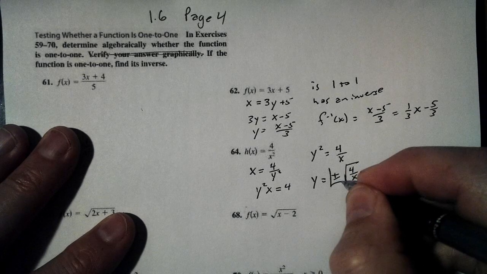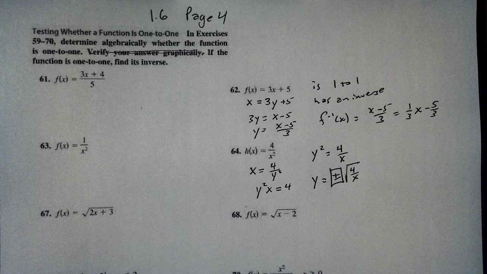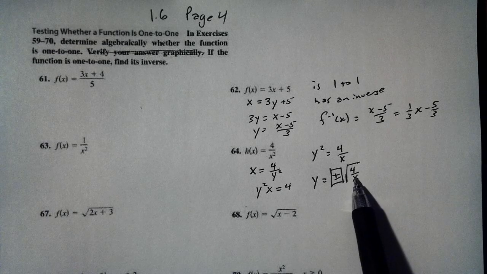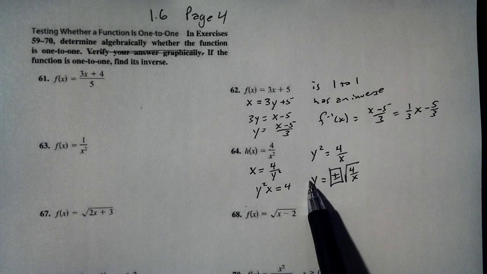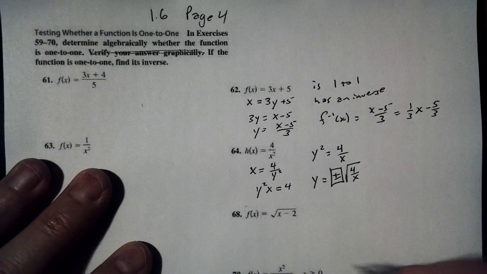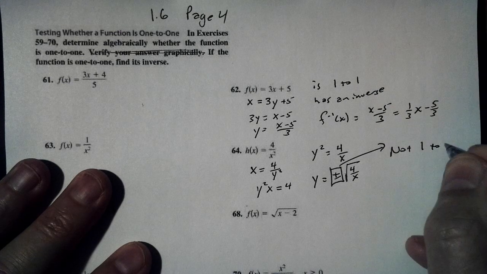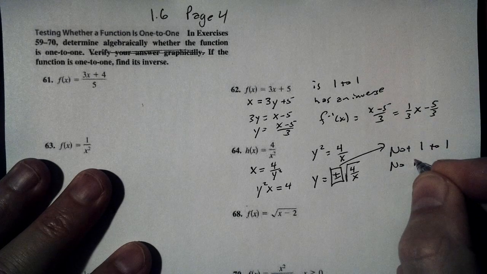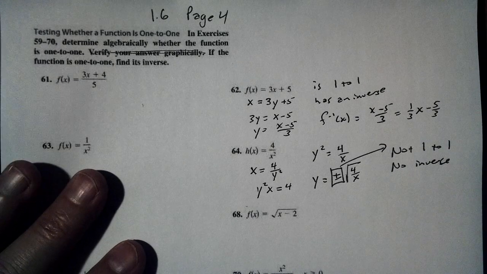And if you have to introduce a plus and minus, how in the world can this function be one-to-one? Because if I put 10 in for x here, I get two different values for y. Therefore, it is not one-to-one, no inverse. Okay?